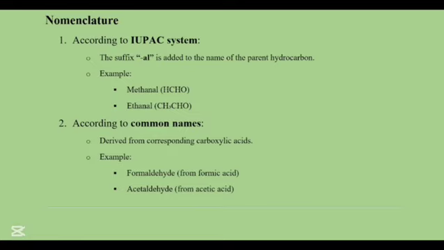So if R is hydrogen, this means that the number of carbon atoms will be 1. So our stem word will be meth and the ending will be with -al. So methanal, ethanal. According to common names, it is derived from the corresponding carboxylic acids. Examples include formaldehyde and acetaldehyde.